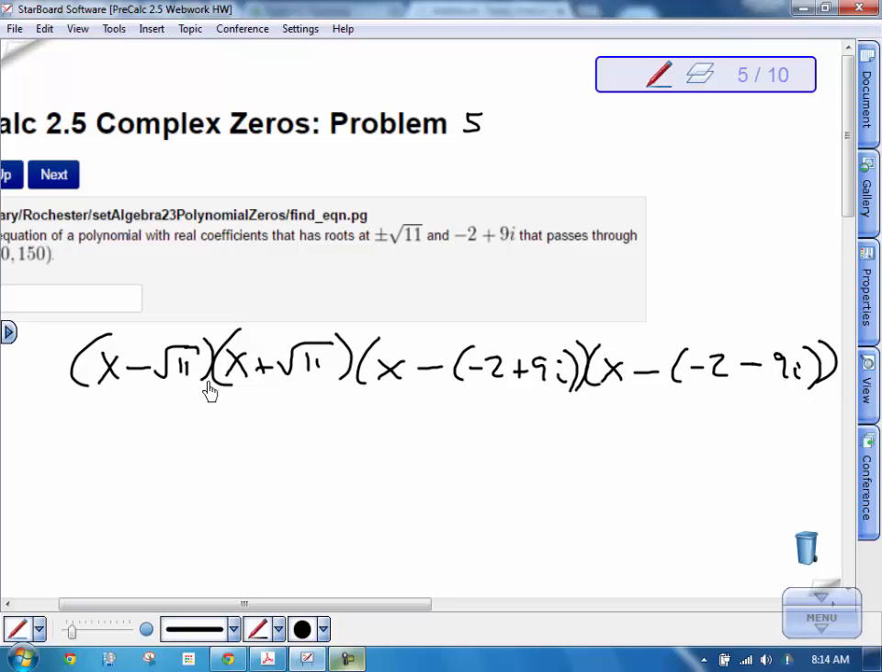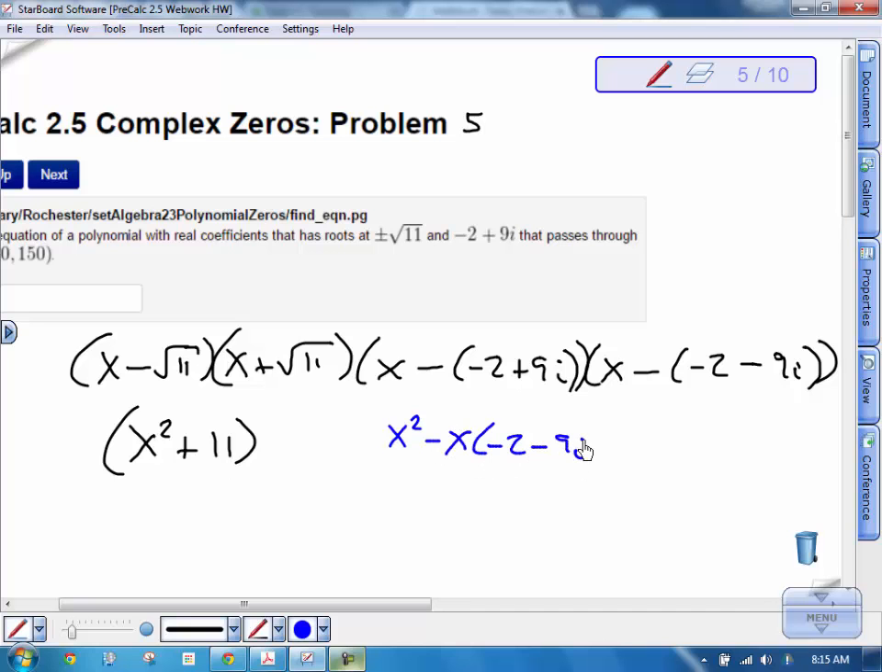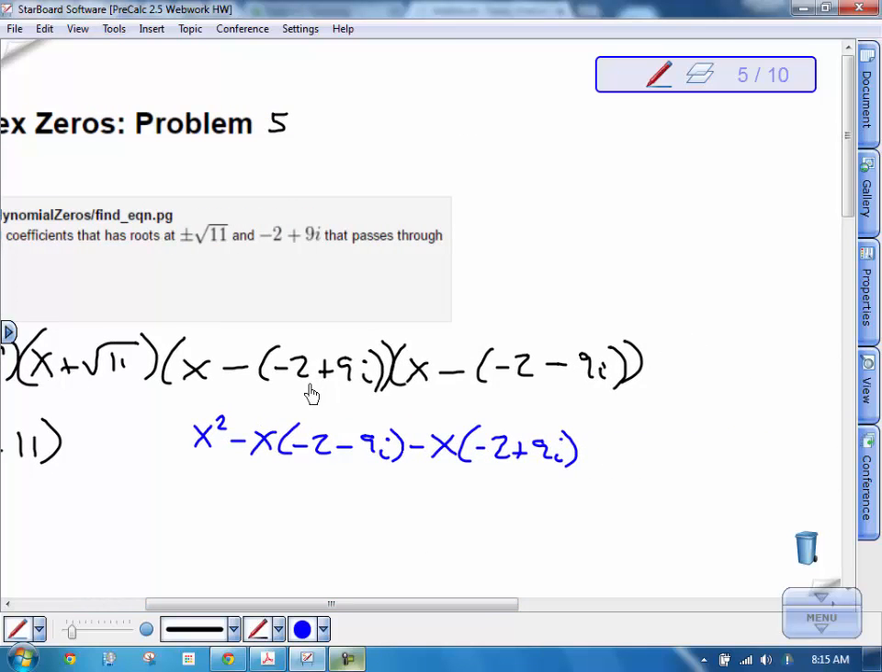All right, this would be x squared, middle terms are going to cancel, plus 11. I'm going to FOIL these two out separately real quick. This would be x squared minus x times negative 2 minus 9i, minus x times negative 2 plus 9i. Last times last gives you positive negative 2 plus 9i times negative 2 minus 9i.